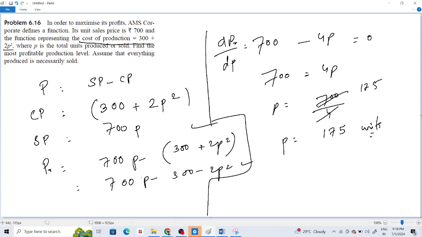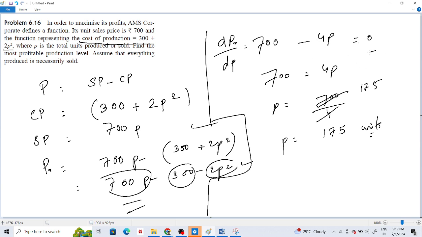Okay, so derivative of 700P, I hope you remember, and you also had maths in engineering also, right? BCA. So 700P, what is the derivative of 700P? 700. What is the derivative of 2P square? 4P, right? So derivative of 700P, 700 taken outside, derivative of P is 1. Derivative of a constant is 0. Derivative of 2P square, take 2 outside, derivative of P square is 2P, that means 4P.